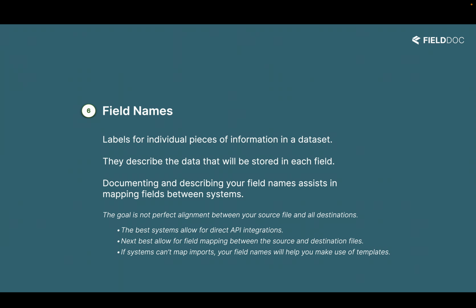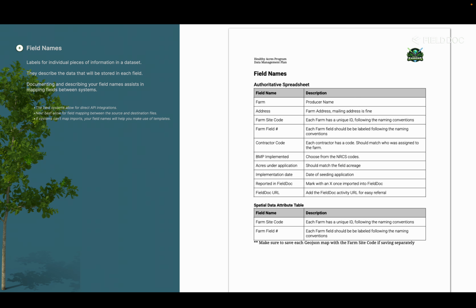And I will say it is helpful if you know that you're going to be moving data from your source authoritative file to multiple templates. It's helpful to just keep a sheet that maps the names between the two systems. Okay, so here's my authoritative spreadsheet field name list where I write my names of the column headers and the description. And then I also have this for our data attribute table.